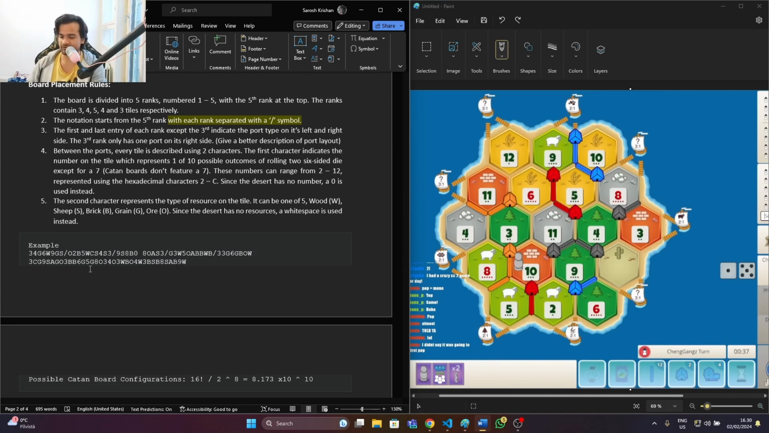We then have the 0 desert, which is a space, and then a 3-for-1 port. Yep, and then a wood port, and then a 5 sheep, and then a 2 sheep, and then a 6 wood, and the last one is a 3-for-1 port. Okay, this is our new example for this board that we'll be using from now on.